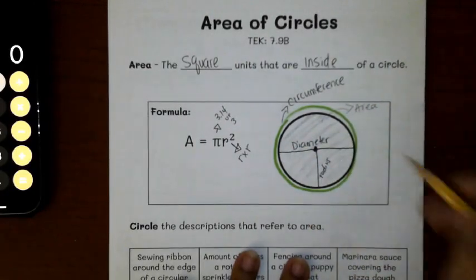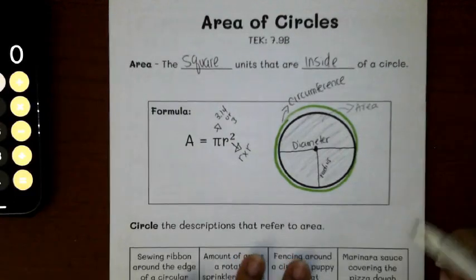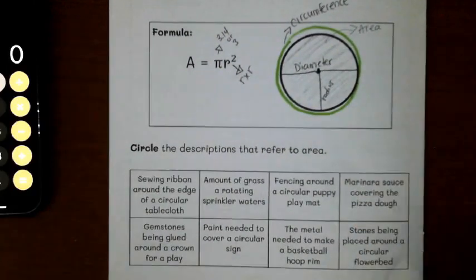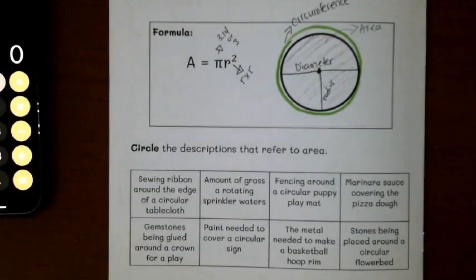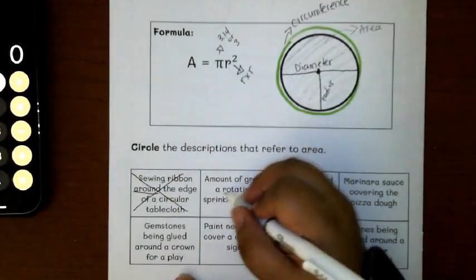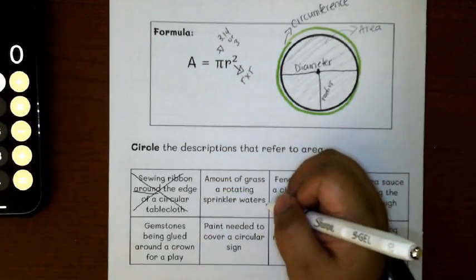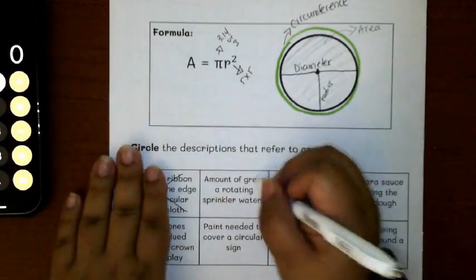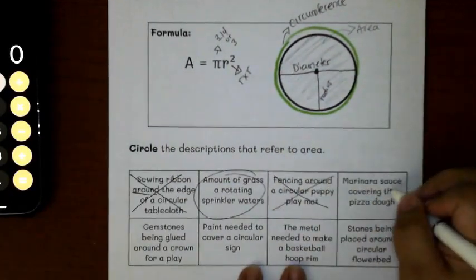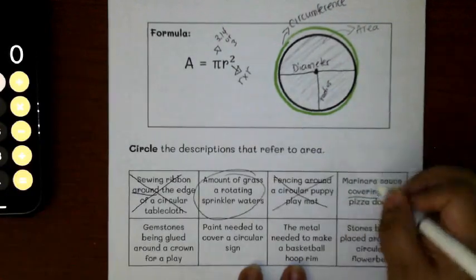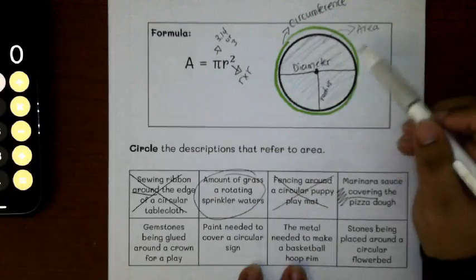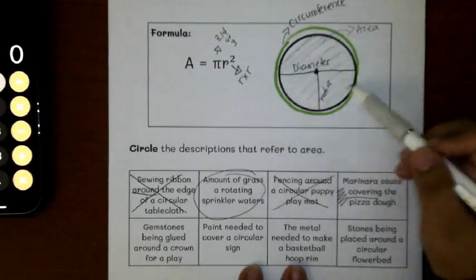Okay? Now let's go ahead and look at these questions here, these scenarios, and see if it's area. Okay, around, that is going to be circumference. Amount of grass, a rotating sprinkler of water. So what it's asking is, what does it cover? Okay, that is going to be area. Fencing around, that's circumference. Marinara sauce covering. Cover means that it's wanting to know what it covers. Just like I shaded over here, when you're trying to find area, you're trying to find out what I covered, what I shaded in. Okay, so this is going to be area.